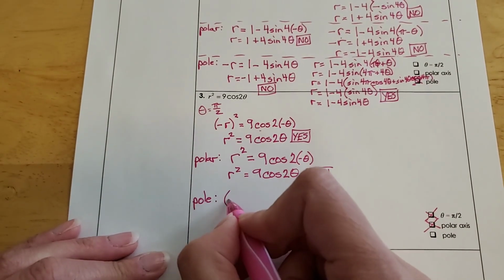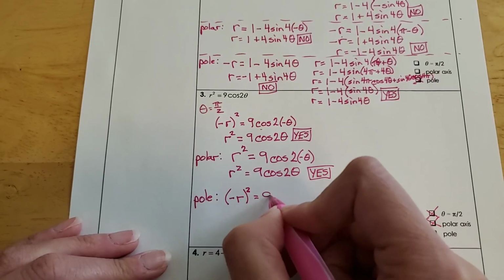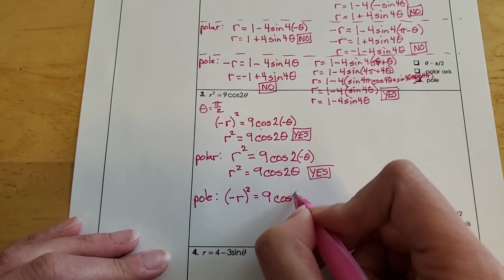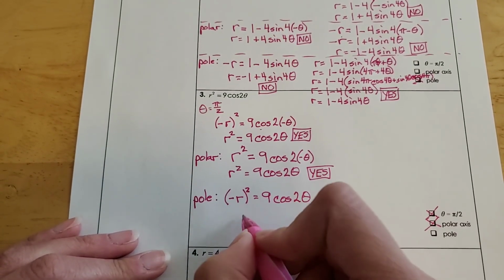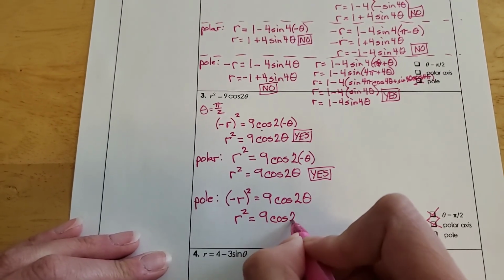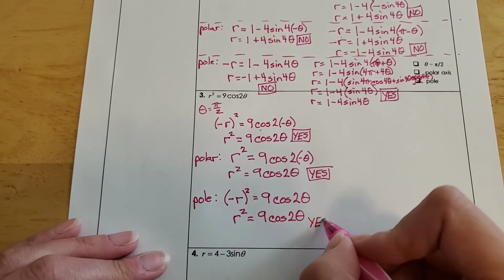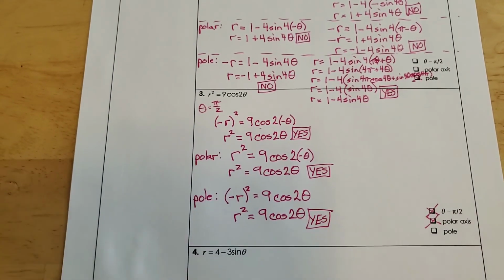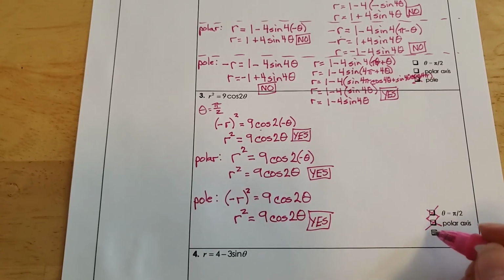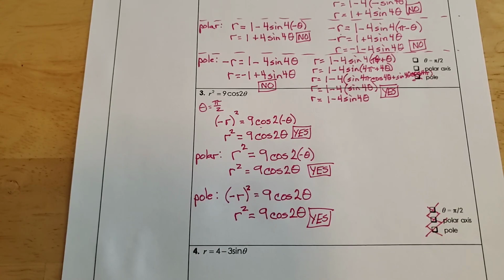How about this last one, the pole? Put in a negative r and a positive theta. Well, negative r squared is just r squared. And it is also symmetric about that pole. This graph happens to have all 3 types of symmetry.